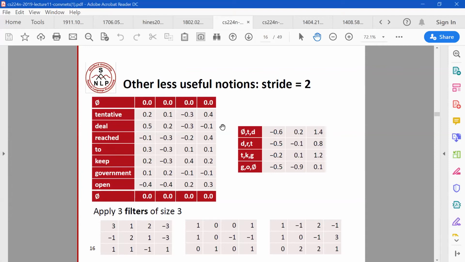Anyway, the point is that with stride 2, we're going to move downward two steps instead of 1 step. So the first convolution is going to overlap these 3 elements: 0, tentative deal. And then the next application of the filter, instead of being over the next set of numbers, is going to be over the set 2 downward.